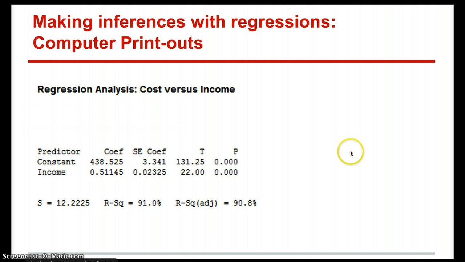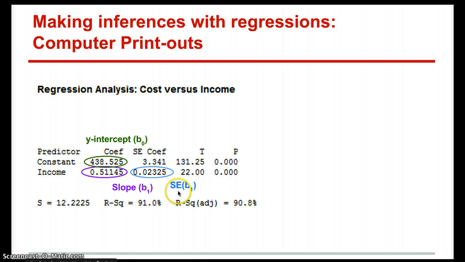Okay, so what I wanted to do is look at a computer printout and make sure that you understand the different pieces of it. The first thing is the income, which is the slope, the B1. I know it's the slope because the constant here is the y-intercept, which is B sub 0. Another thing you need to recognize is the standard error, or standard deviation, for the slope, because there are some equations where we have to use that.